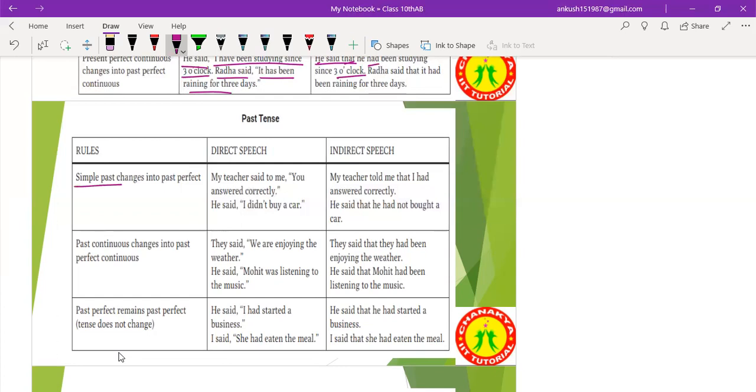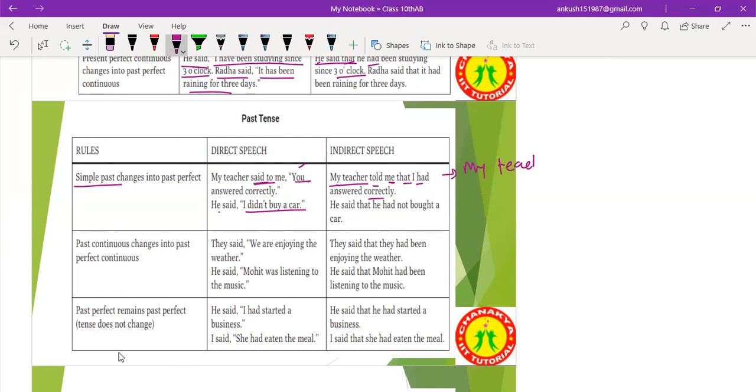If the sentence is given in simple past tense, you answered correctly. He said, "I didn't buy a car." So how would these sentences be transformed? My teacher told, "said to" ka kya hoga? My teacher told me that I had answered correctly. Here it is given in simple past tense. Another answer could be here.